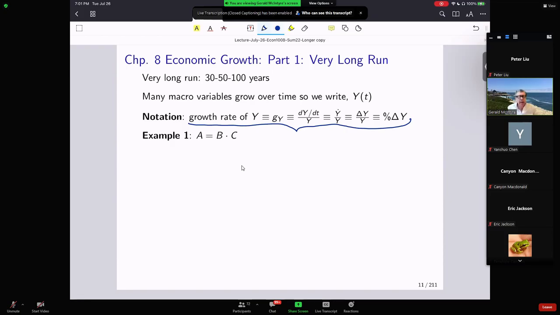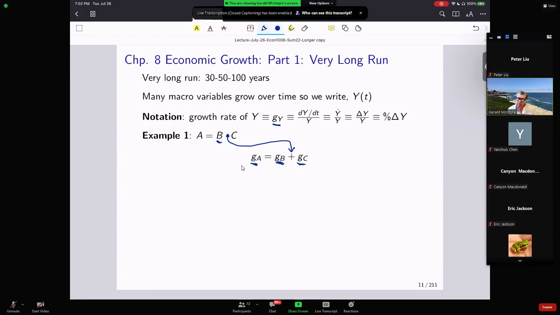Let me give you an example here. Suppose we have a variable A that we're interested in, and A grows over time. And the way A is constructed is that A is the result of the product of B and C. So A is equal to B times C. And we may not necessarily be interested in the level of A, we're interested rather in how A grows, the growth rate of A. If that's the case, then using this notation, the growth rate of A is equal to the growth rate of B plus, this product becomes a plus sign in growth rates, the growth rate of C.